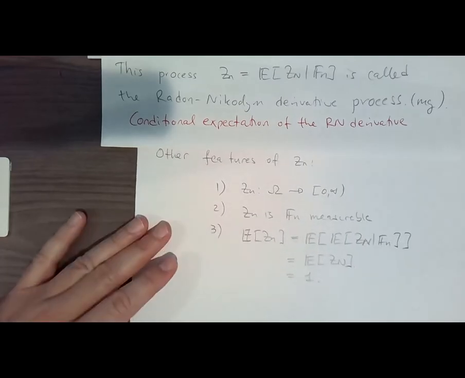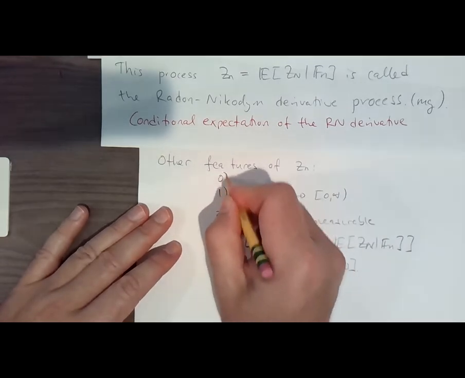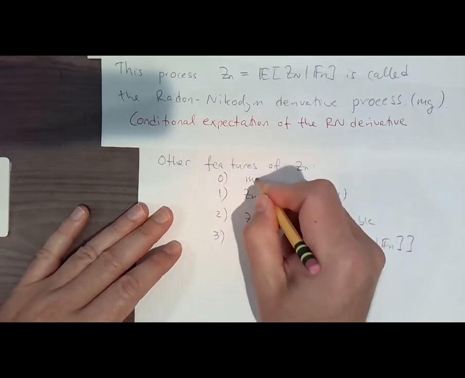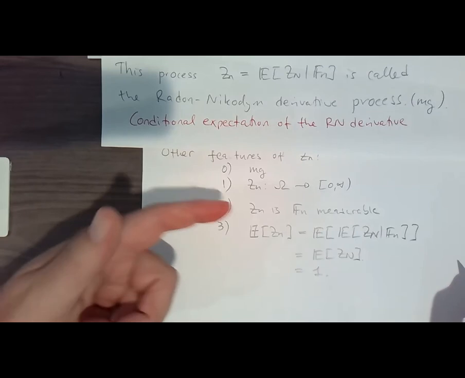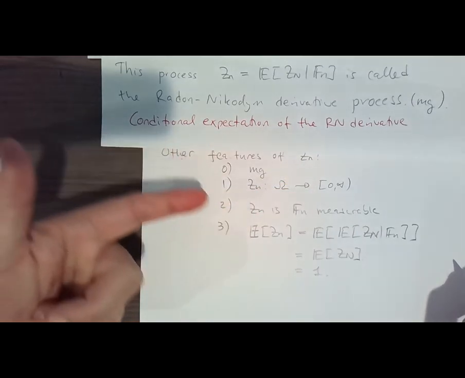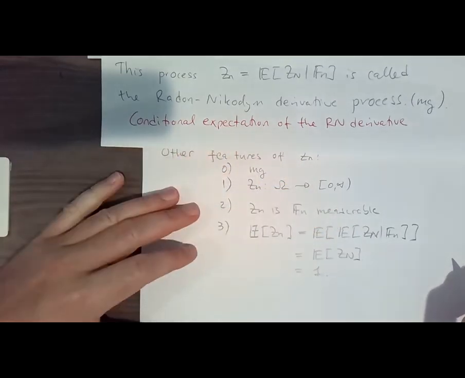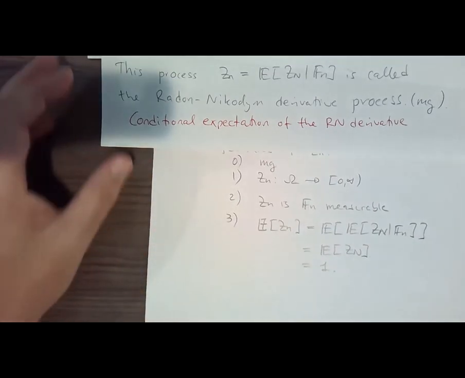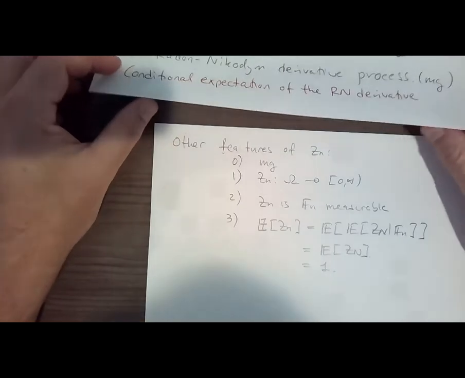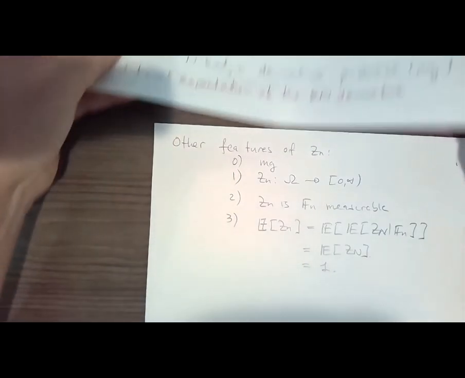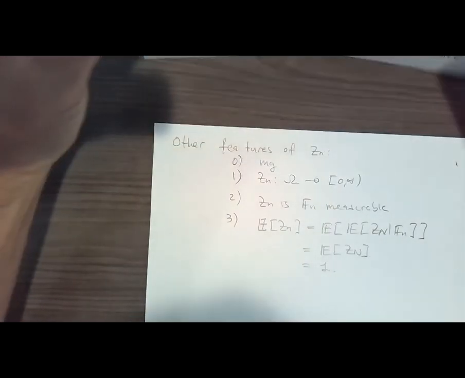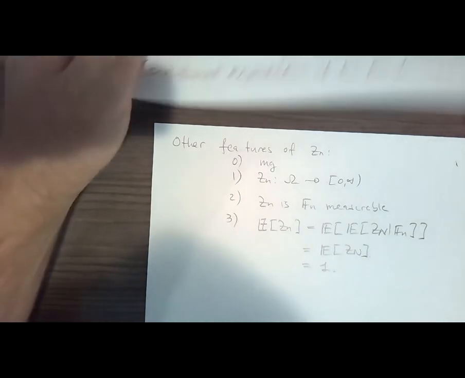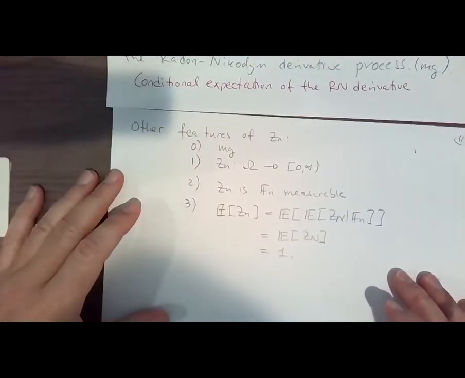So it has a lot of good properties, right? So the first and perhaps most important one is it has the martingale property. Then it's a positive random variable. It's Fn measurable and has expectation 1. So there are lots of good properties of this random derivative process. I was thinking we should look at some examples, but before I dive into some more examples, are there any questions on what we have up to this point?